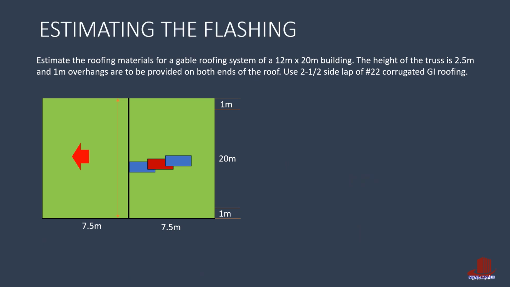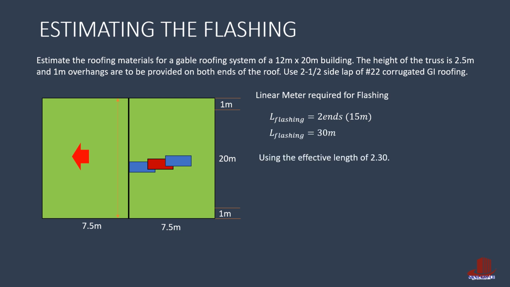Before wrapping up, compute for the flashing placed on both ends. The linear meter required on both ends is solved by 2 ends times 15 meters length, which is then 30 meters. Use a factor of 2.3 to take the effective length. So the number of flashing is 30 meters over 2.3, resulting to 13.04, rounded to 14 pieces.